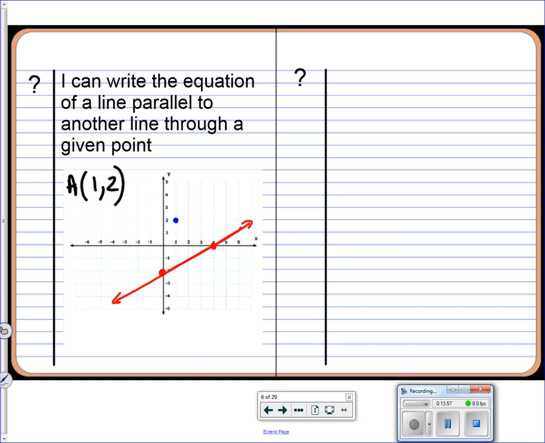Now we just talked about how to write an equation. We have to have the slope and the y-intercept. So what we're going to do is first of all find the slope of the red line. Since it's in picture form, I'm just going to simply count up and then over. Sometimes the slope's given to us, sometimes we have to find it. Now let's find b.